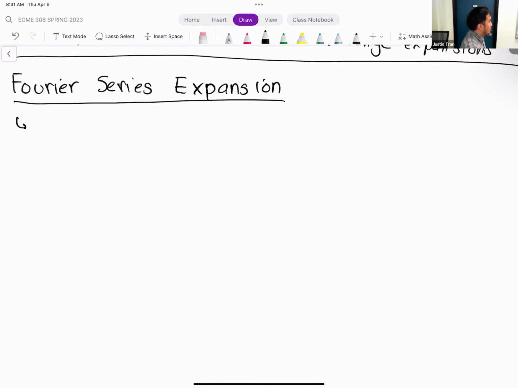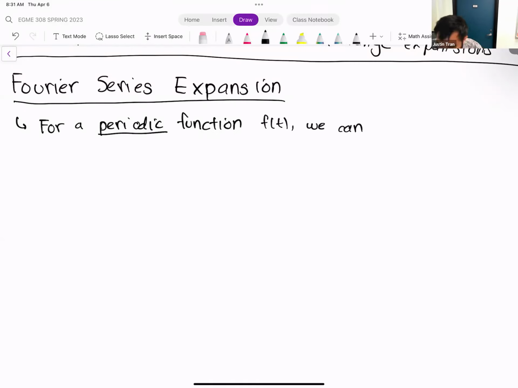Okay. And so if I were to sum up the definition of a Fourier series expansion, I would say that if you have a periodic function f of t, and the emphasis there is on periodic, and so it has to be a function that repeats itself. What the Fourier series expansion says is that we can take that periodic function and represent it as an infinite sum of sine and cosine terms.